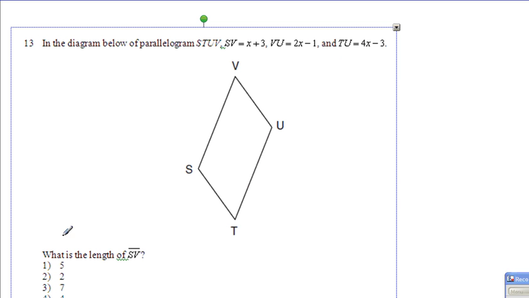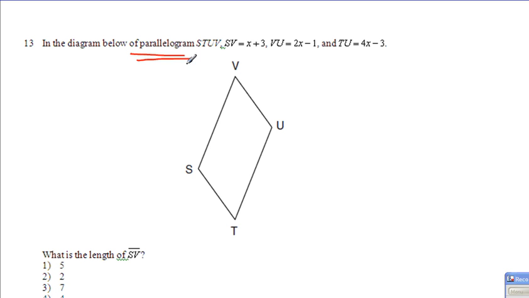Now here we have the keyword: parallelogram. That means this side is equal to that, and this one is equal to the other one. Now SV is equal to x plus 3, and then VU is equal to 2x minus 1. Now TU becomes 4x minus 3.